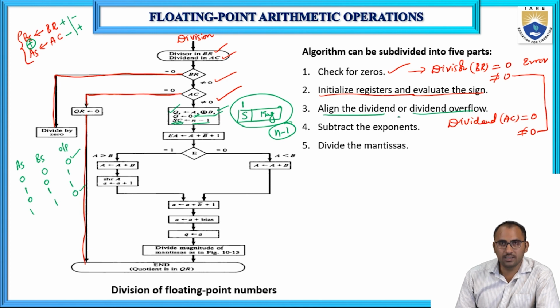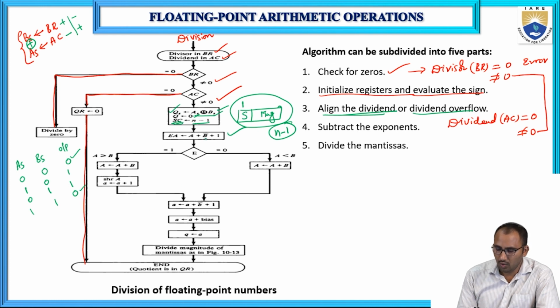So for that purpose, we have to subtract the divisor from the dividend. So here we are performing a subtraction operation. In order to align the dividend, we have to subtract the divisor from the dividend.